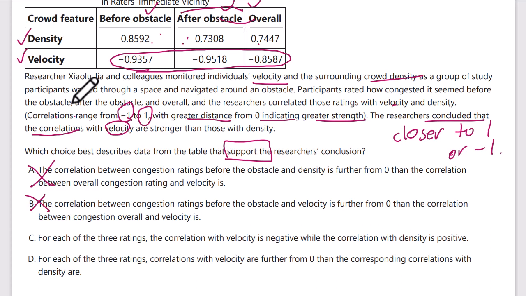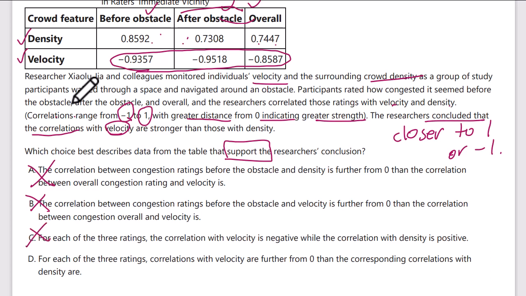The idea is that across all of them, before, after, and overall, that number of correlation must be closer to 1 or -1 for velocity than it is for density. Minus 0.85 is closer to -1 than 0.74 is to 1. So for each of the ratings, the correlation with velocity is negative. Well, no, it's true, they're positive and negative, but that says nothing to answer our question.